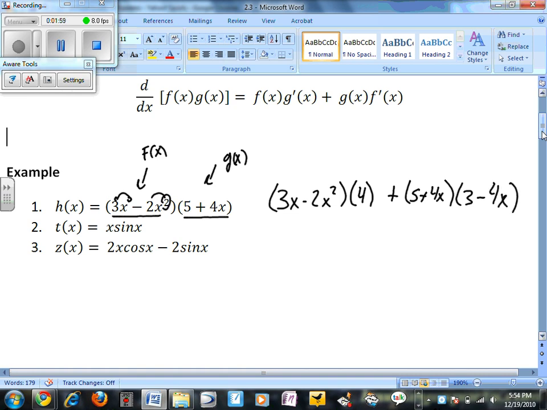All right, for time purposes, I'm not going to simplify that for you, but all you would do is multiply through and combine like terms and you have the derivative. We're all in calculus, so I think we can do that.